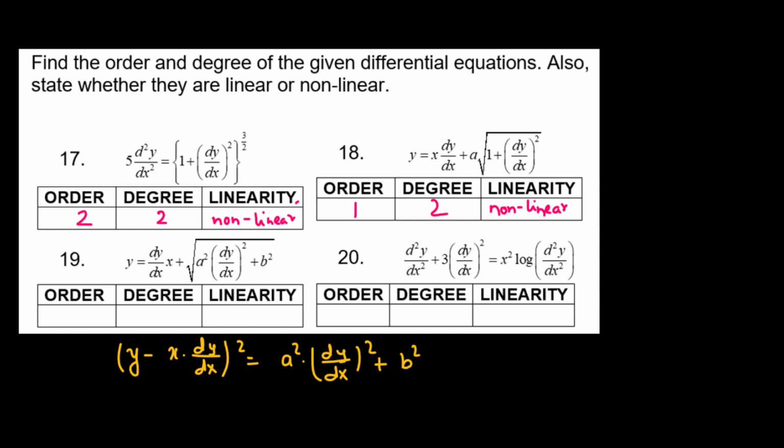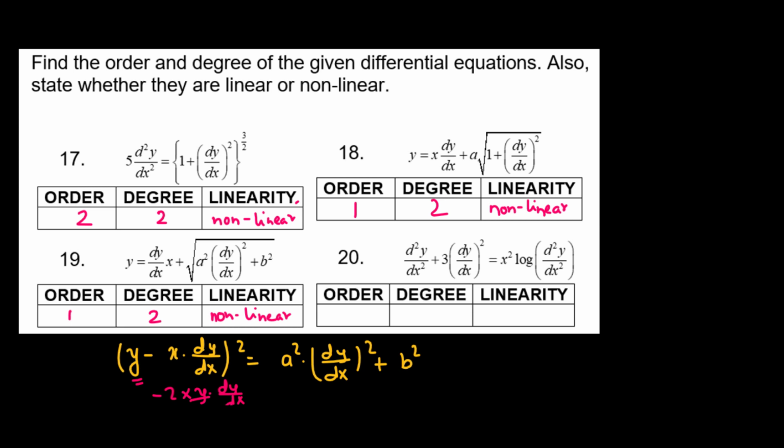This is a first order differential equation because the highest order derivative present here is dy/dx, and since its power is 2, the degree is equal to 2. And this is a nonlinear differential equation. That is because if we expand the term on the left hand side, we get a term negative 2xy times dy/dx. That multiplication with y is what makes it a nonlinear differential equation.